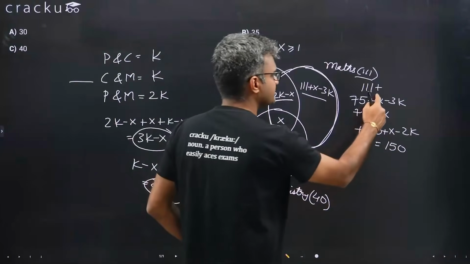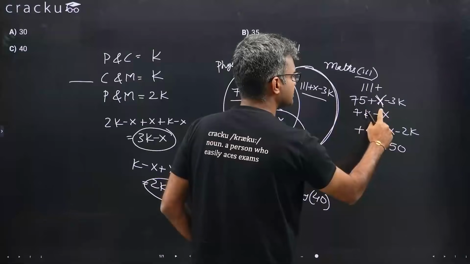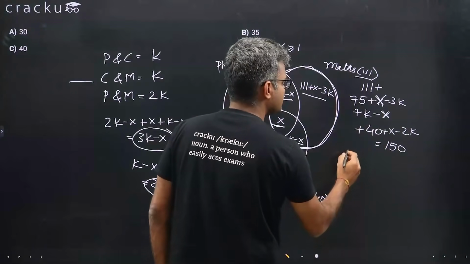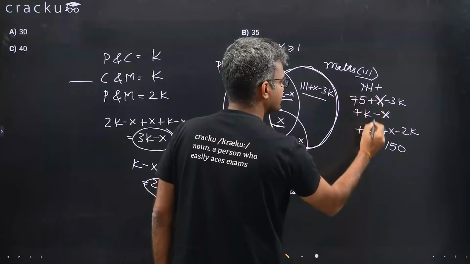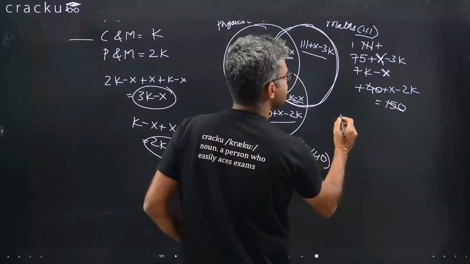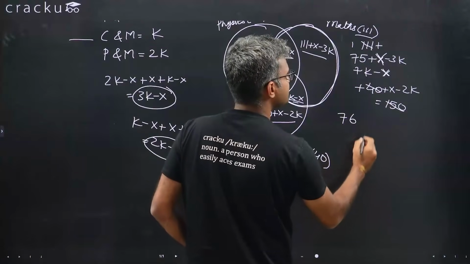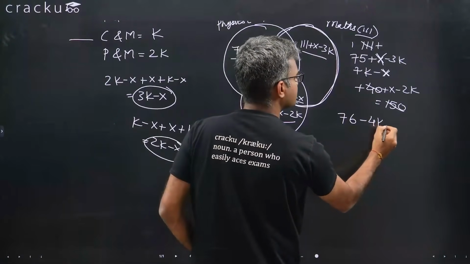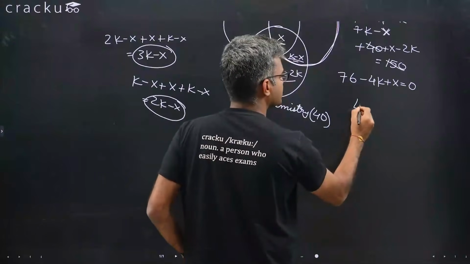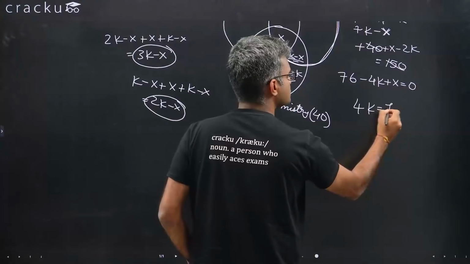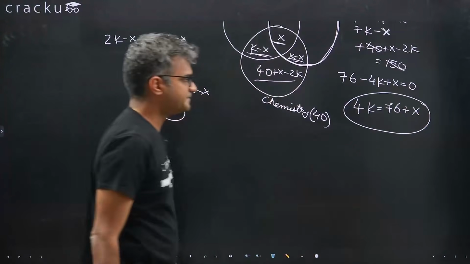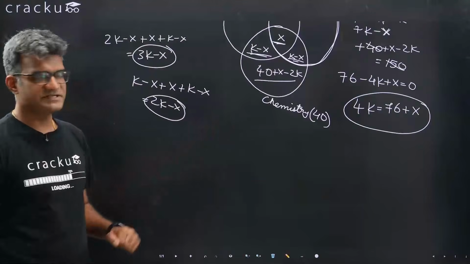You can cancel some of them. You can cancel this and this. This will be minus 5k. So this will be 111 plus 40 is 151, plus 75 is 226 minus 150, so we are going to get 76 minus 4k plus x is equal to 0. Or the value of 4k is equal to 76 plus x. So the relationship between k and x is that 4k is equal to 76 plus x.